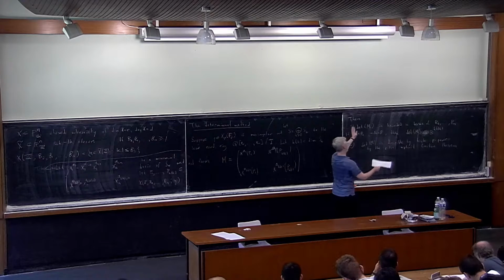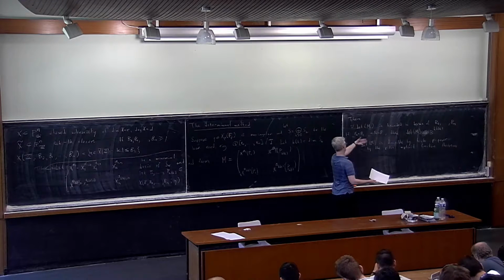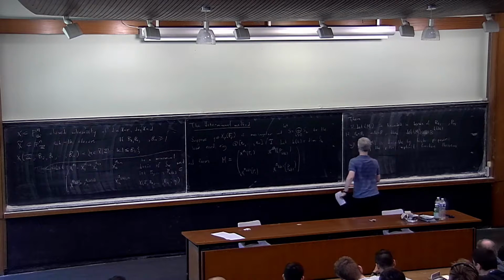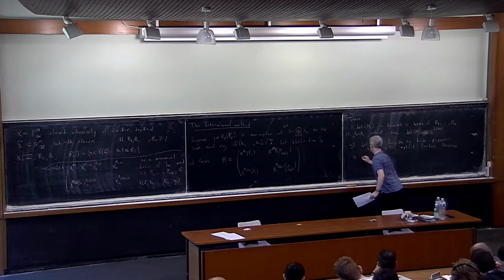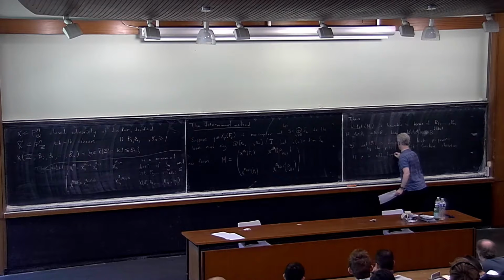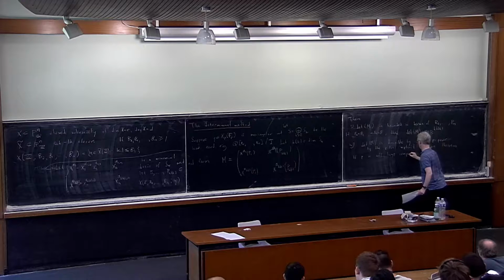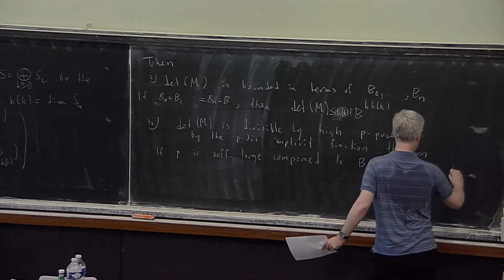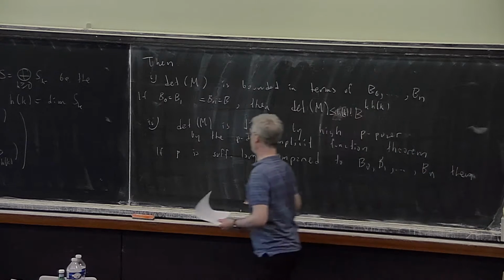So now we have a number which is bounded from above, but which is divisible by a high number. So if p is sufficiently large compared to b0, b1, and bn, then this determinant will vanish.